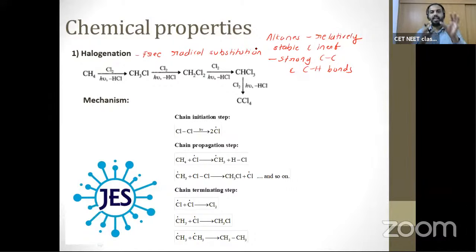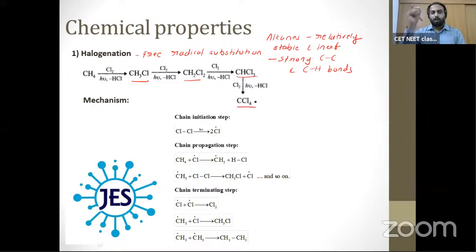Organic reactions can be classified into the following types: 1, addition; 2, substitution; 3, elimination. This is substitution, wherein 1 hydrogen atom of methane is replaced by chlorine to give chloromethane. 1 more gets replaced to give you dichloromethane. The substitution continues to give you chloroform, and it ends with the formation of carbon tetrachloride.